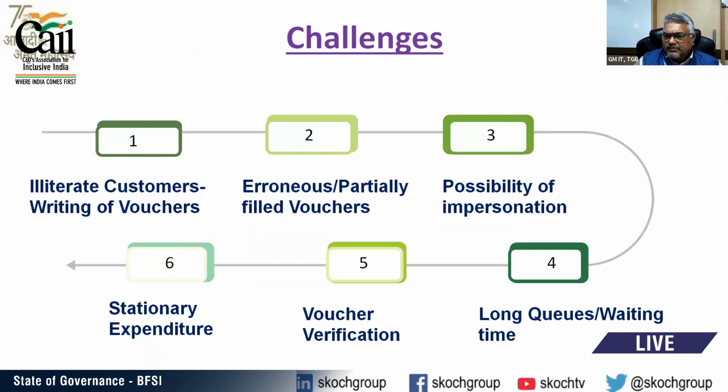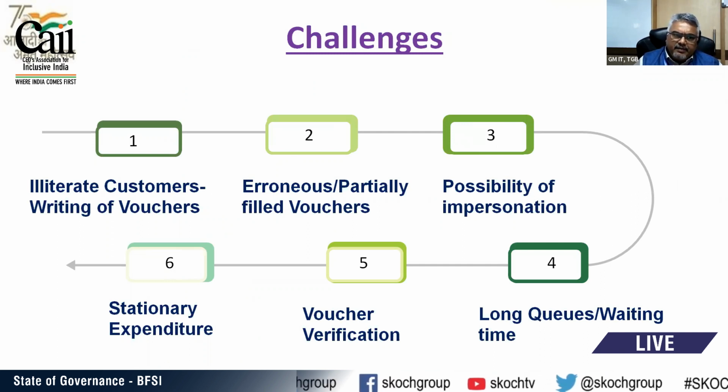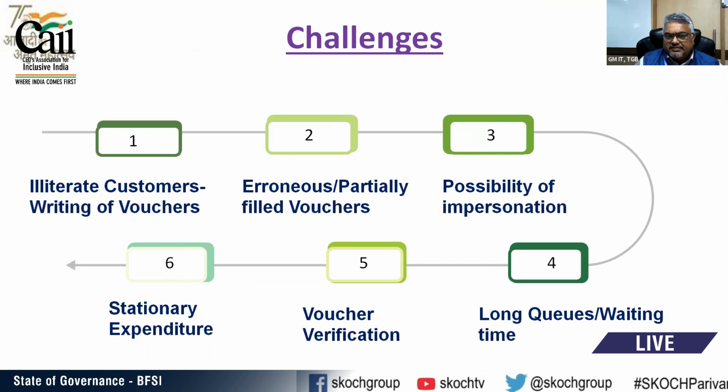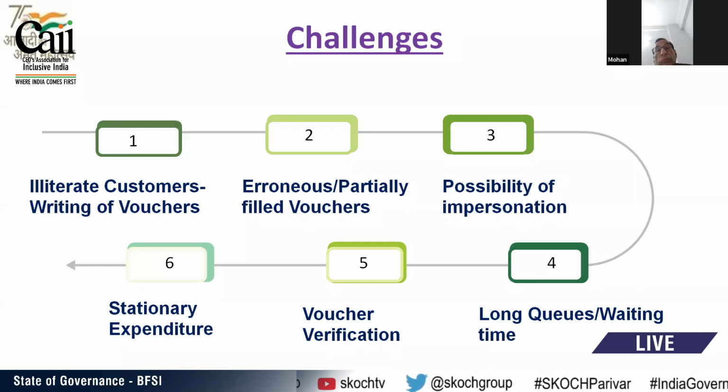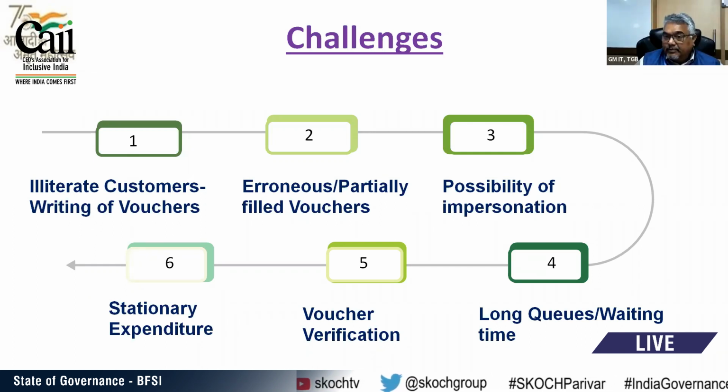What were the challenges we faced before which we wanted to address? Basically, illiterate customers find it difficult to write vouchers. Then when they write the vouchers, they are erroneous or partially filled. Also there is a problem that they need somebody's help to do this. Then there is a possibility of impersonation. Then they have to wait in queues. Then the officer has to verify the voucher. And of course, there is a cost in stationery expenditure, sir.